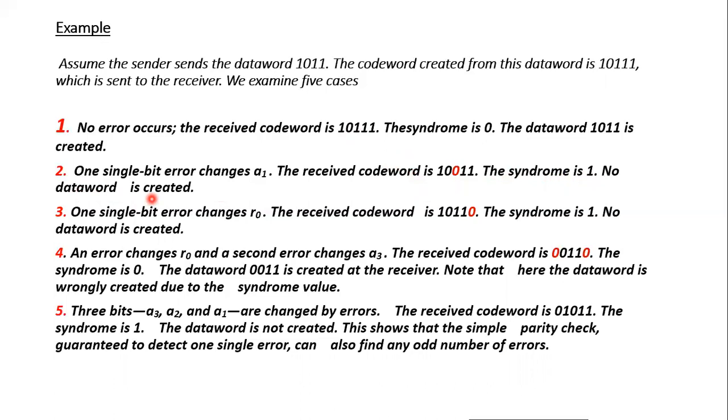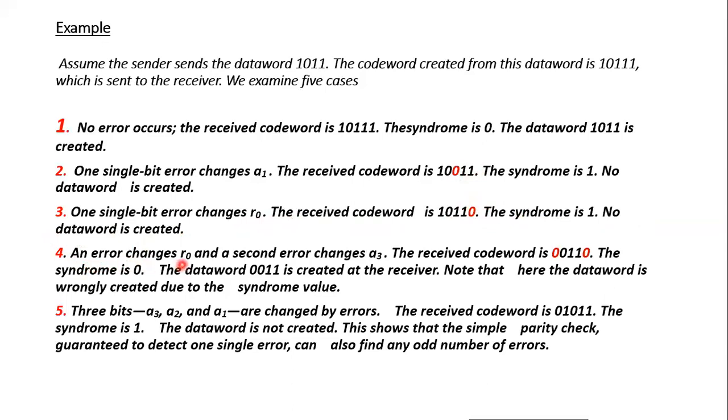Then for case 3, one single bit error changes R0. Therefore, the received code word is this one, so this is changed. Therefore, here the syndrome is 1. Therefore, no data word is created.